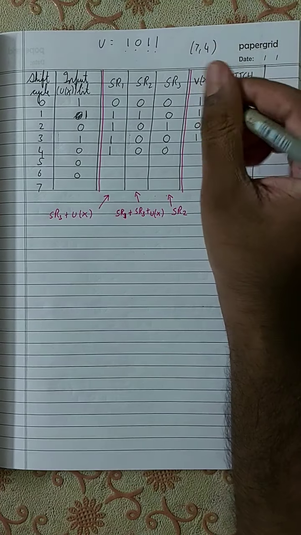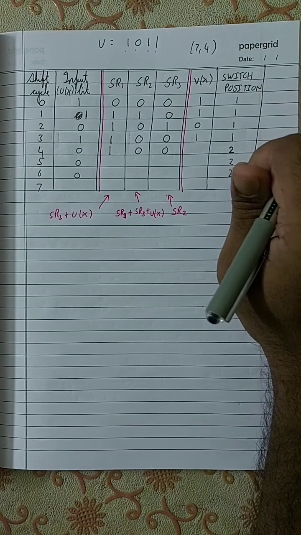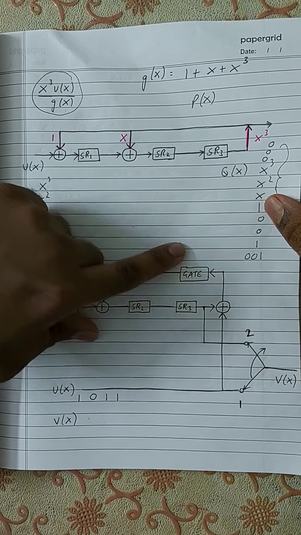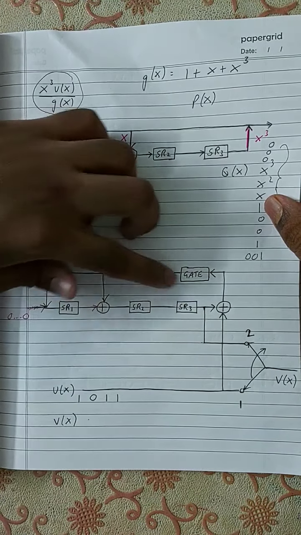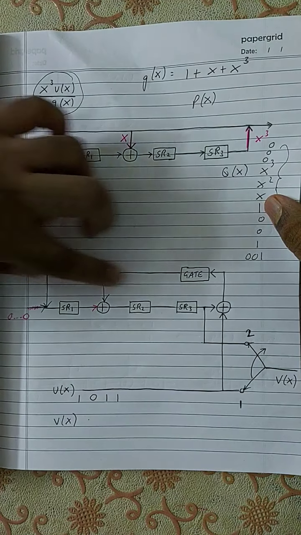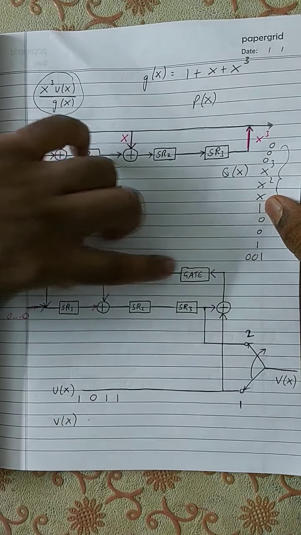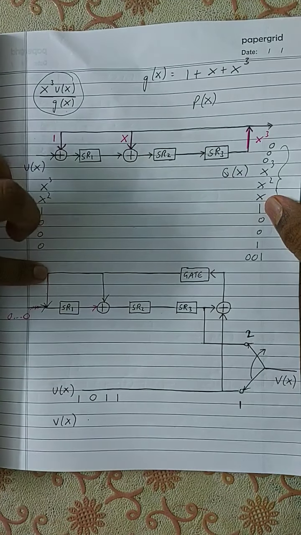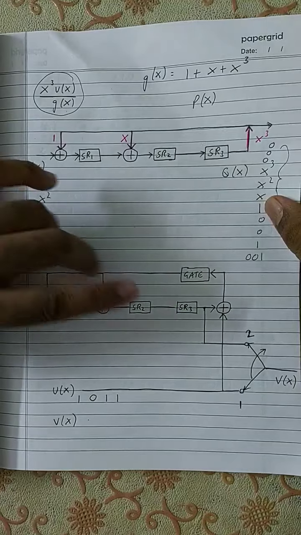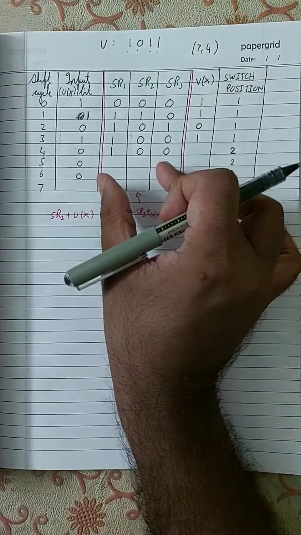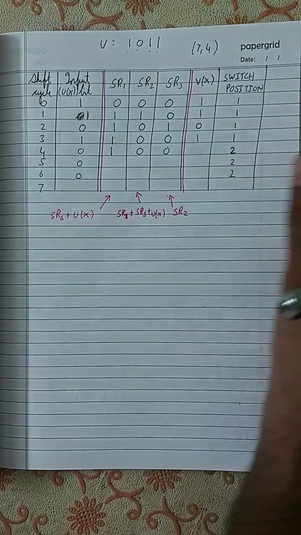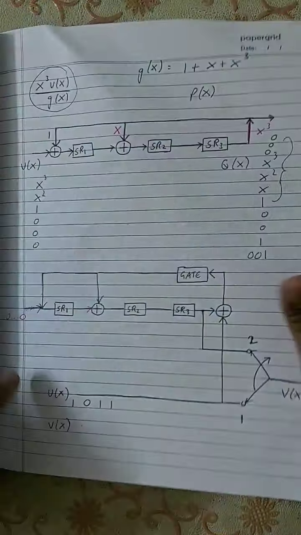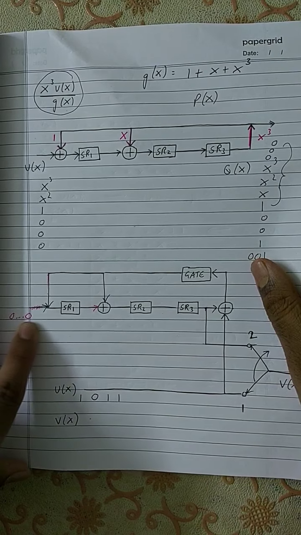So what is the value of SR3? Since the switch is in position 2 and the gate is turned off, all the values that you see here will become 0, because no value is being permitted now. Since this gate is turned off, this connection will become open. So this is nothing but a pure shifting operation, nothing else. That is why you are giving the input as 0 over here. That is what this actually means.